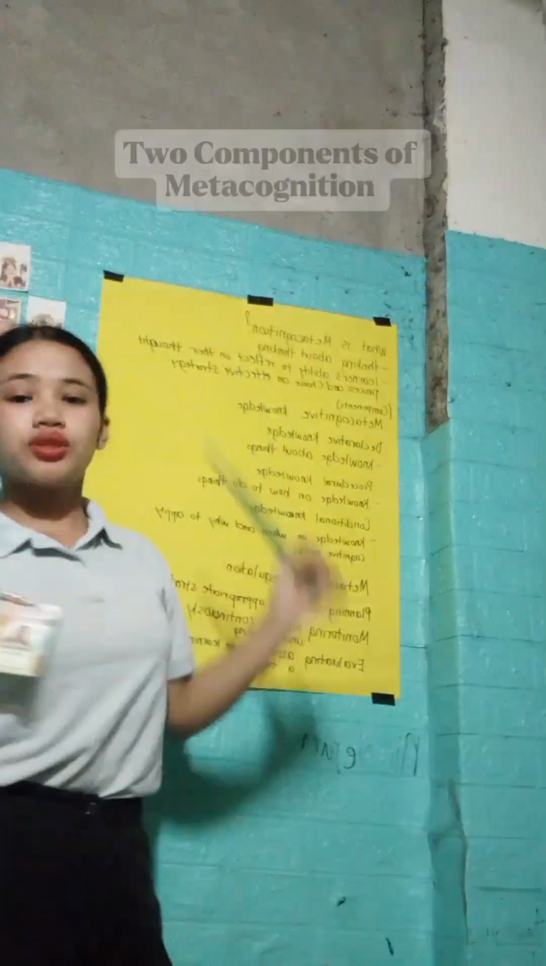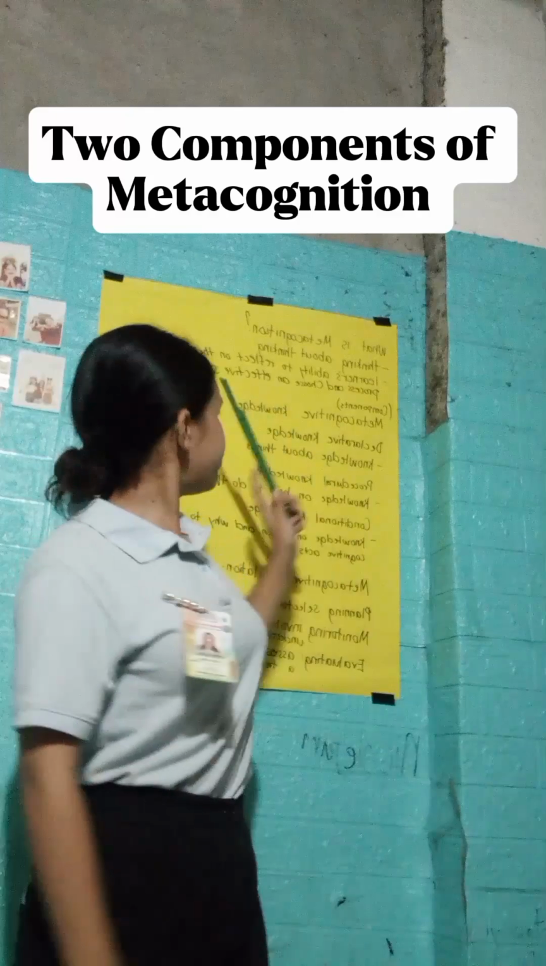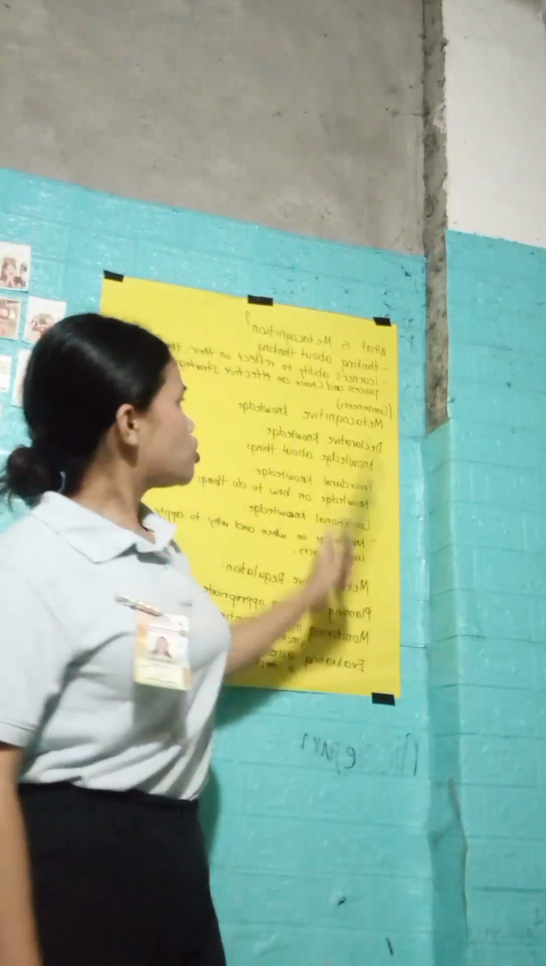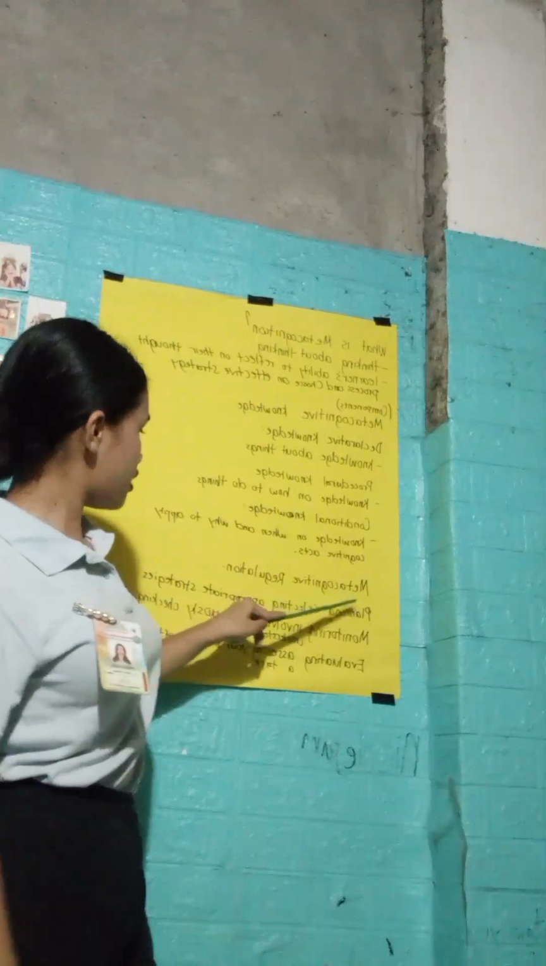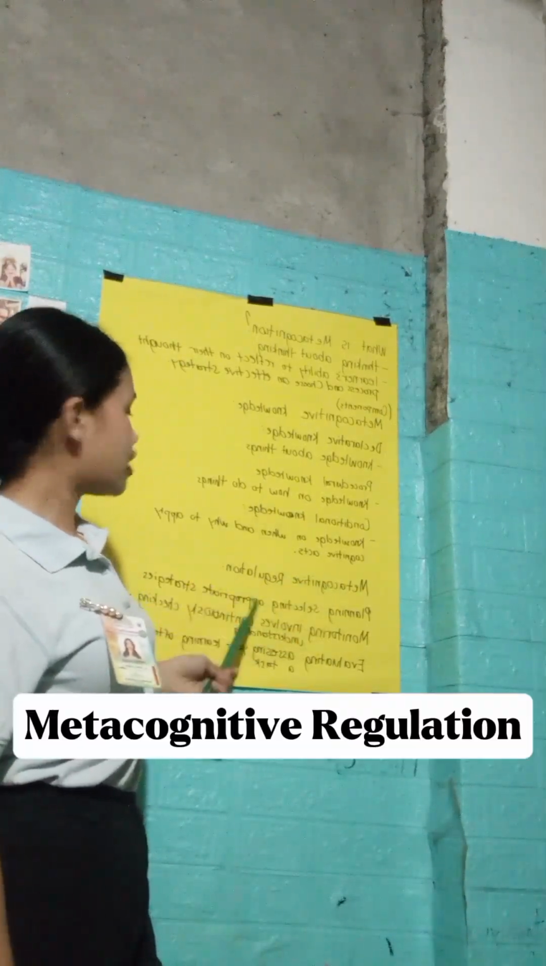D. Ramas, and I will be discussing what is metacognition. So metacognition is all about thinking or learning how to learn. We have the two components of metacognition: metacognitive knowledge and metacognitive regulation.